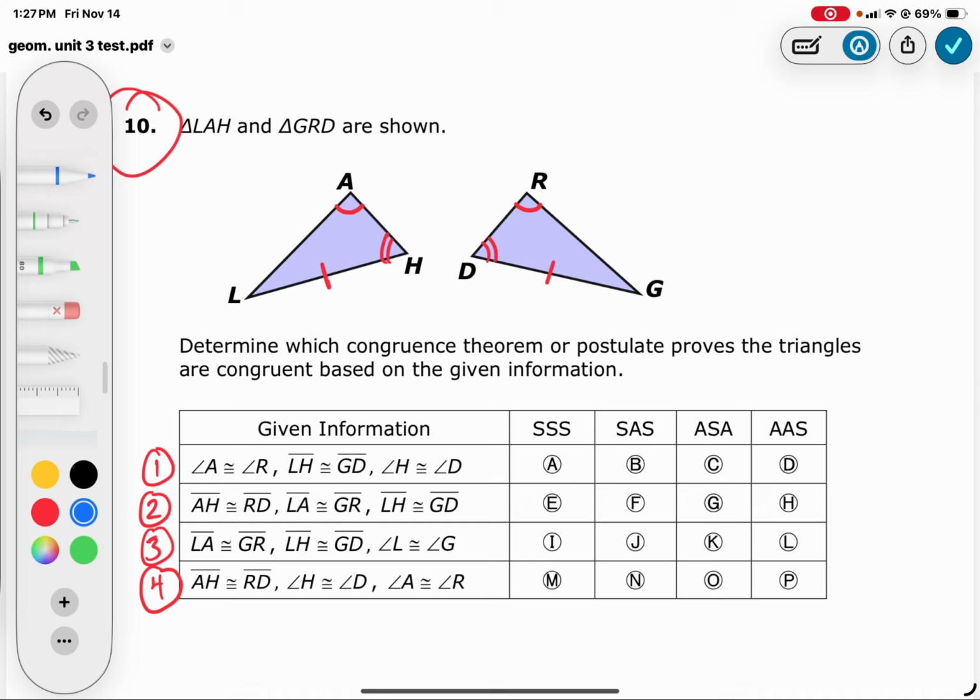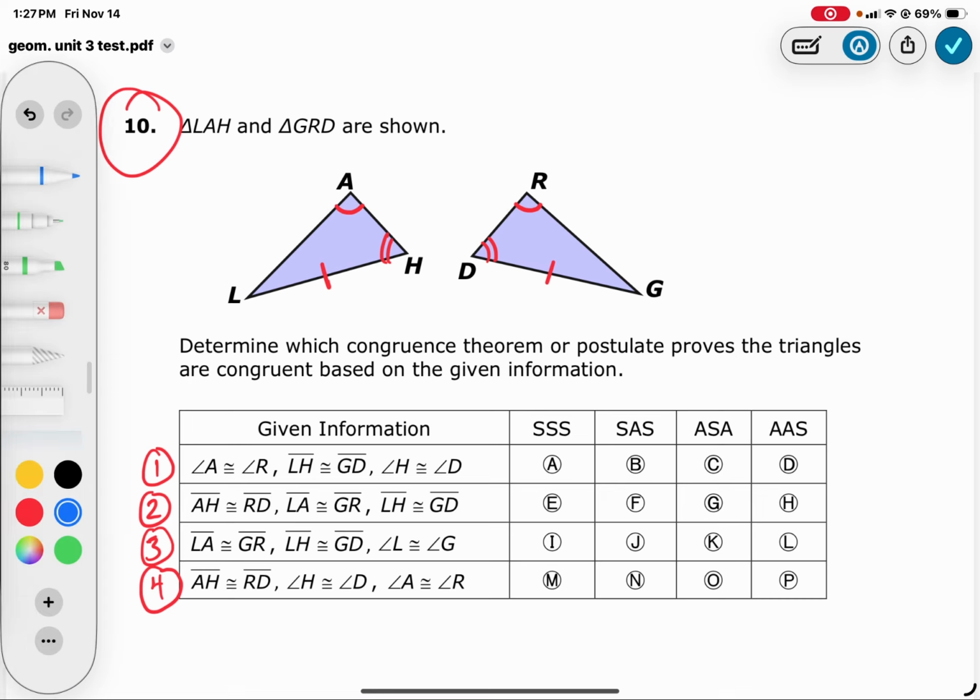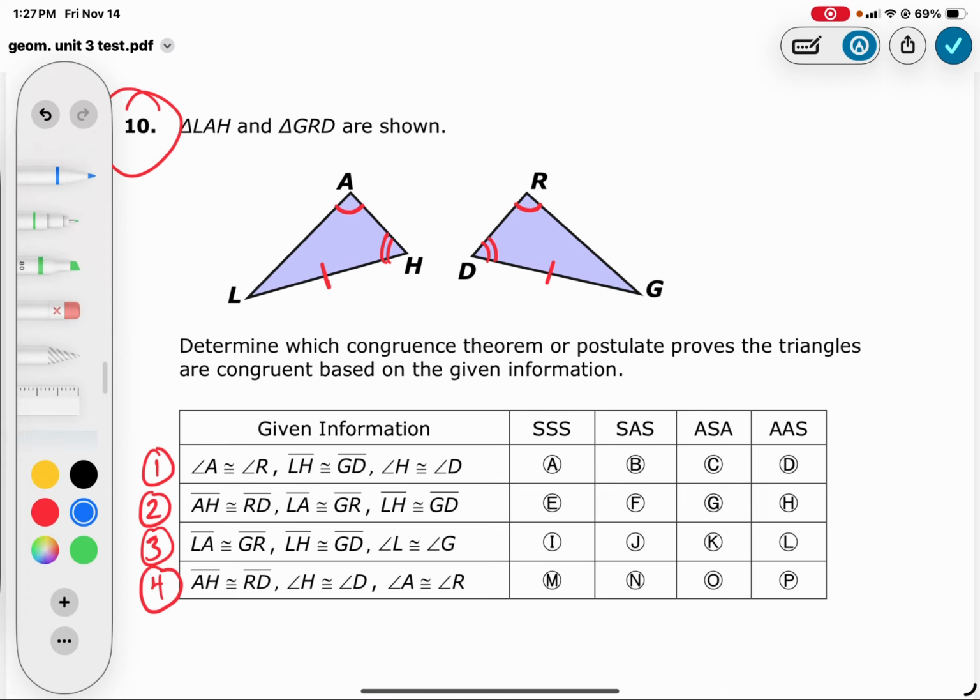Now, next, in order to determine which postulate or theorem it is, I'm going to put the letters A for angle and S for side around one of the triangles. I don't have to do both. So I'm going to just choose the triangle on the left. I'm going to put A for angles and S for sides.